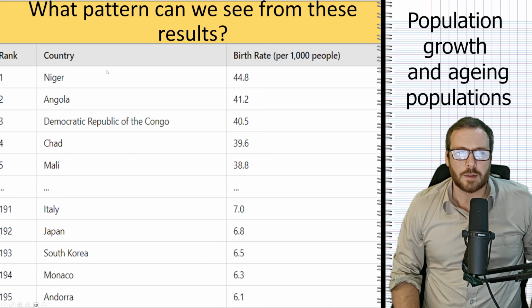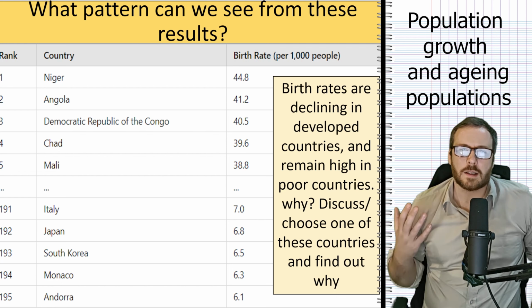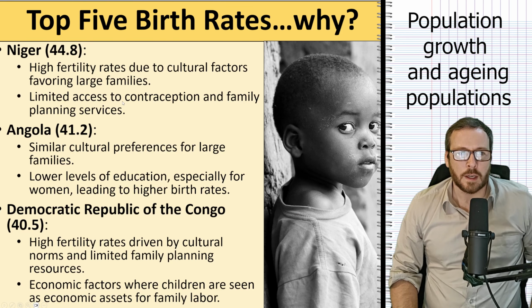We can see that undeveloped countries like Angola and Chad have a massively high birth rate per 1,000 people. But countries that are developed like Japan, Italy, they have a really low birth rate per 1,000 people. Why do you think this discrepancy exists? Let's have a look. So in many of these countries, we have limited access to contraception. Contraception is basically the pill. You take it, you don't get pregnant.